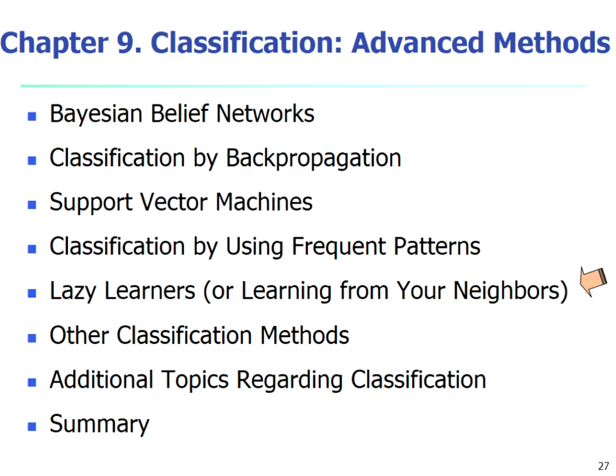And associative classification has been found to be often more accurate than some traditional classification methods such as C4.5.